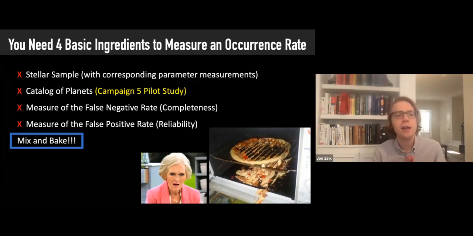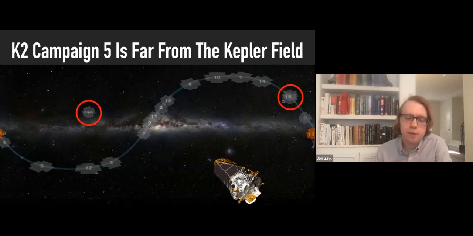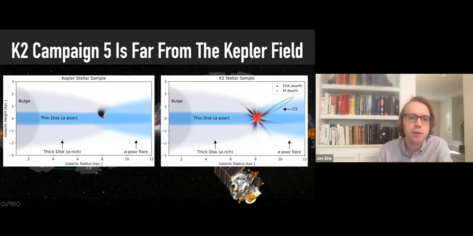Okay, so we now have all 4 ingredients. We just have to mix and bake. Before I get into the results of what we found with our C5 sample, I want to point out that these are truly independent samples. Kepler's way over here, Campaign 5 is way over here. This is an independent transit demographic sample. Furthermore, C5 probes a much different region of the galactic substructure. So very independent.